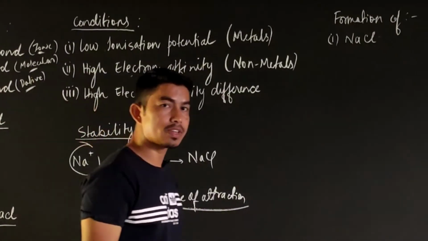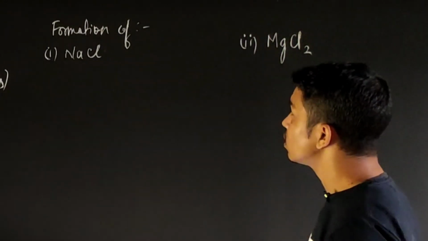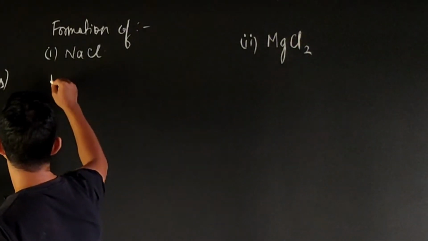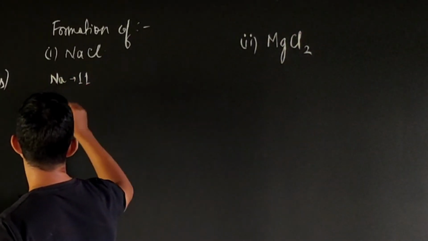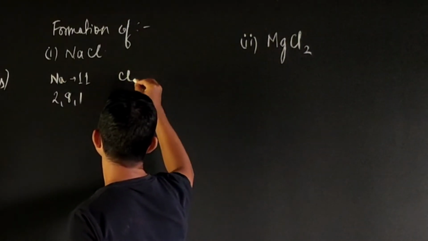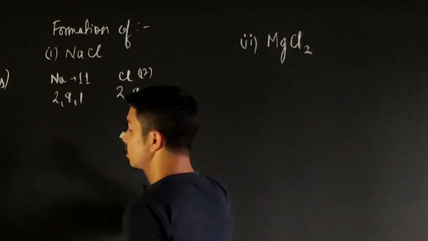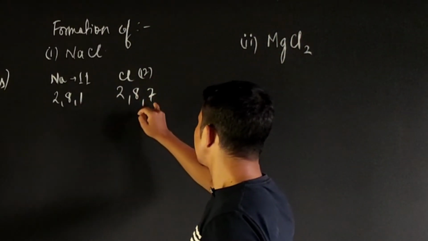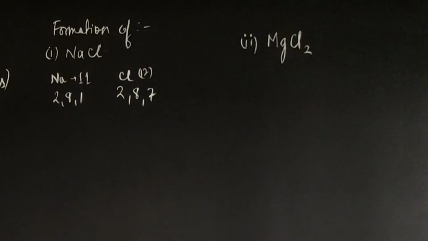Now let us try to understand the electron dot diagram of sodium chloride and magnesium chloride, in understanding how the electrovalent bonds are formed. We know that the atomic number of sodium is 11, so the electronic configuration of sodium is 2, 8 and 1. In the same way, we have chlorine whose atomic number is 17. The electronic configuration is 2, 8 and 7. We can clearly see that the sodium can lose one electron and the chlorine can gain one electron. So thus the sodium gives its one electron to the chlorine.